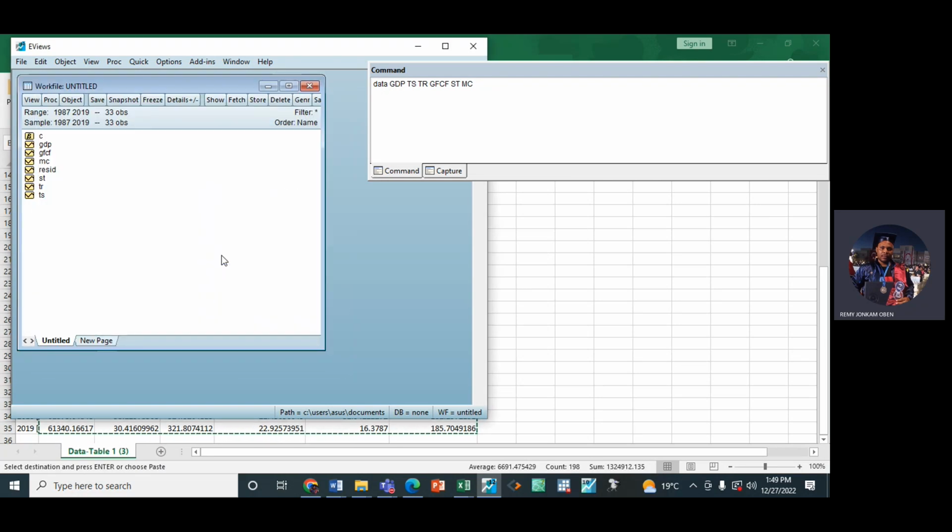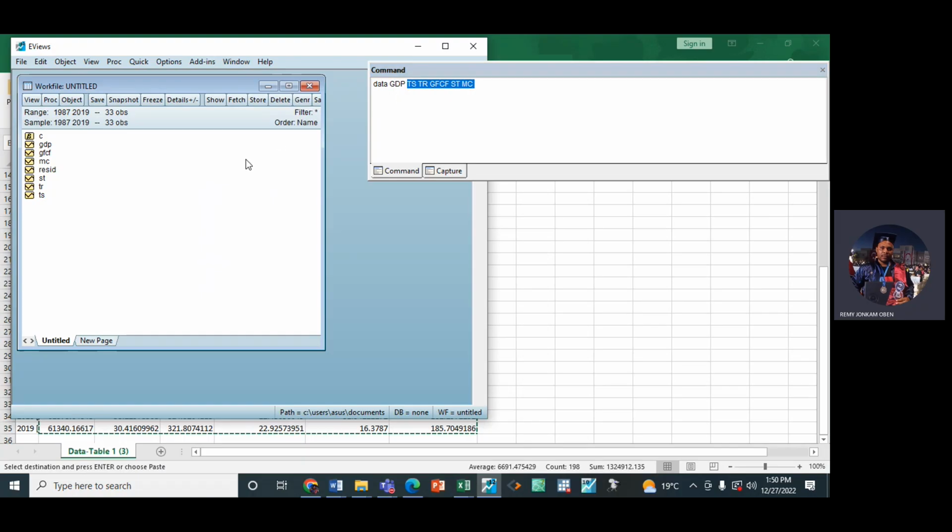Okay, we have our data on EViews, right? So now we want to check multicollinearity. GDP is the dependent variable, and then we have 5 independent variables: TS, TRO, GFC, ST, MC. Remember, with multicollinearity, we don't want any of our independent variables to have a powerful linear relationship. We are not interested in GDP. Multicollinearity has nothing to do with the dependent variable. It is only independent variables.